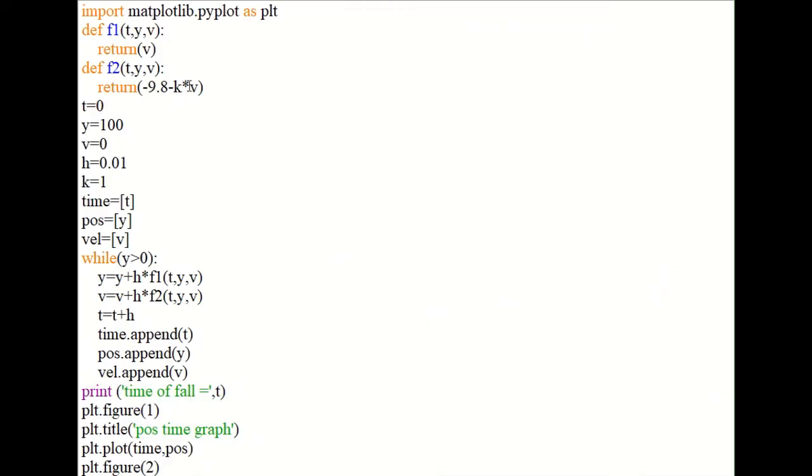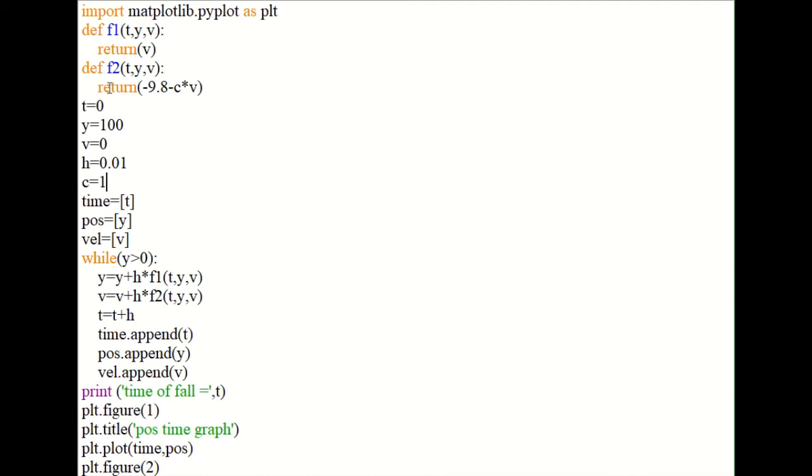Okay, so we shall see the code. I have already made those modifications. Please note that f2 is modified as minus c star v, and I have set some value for c. Instead of this, you may ask the user to input the coefficient of drag. If you set this to 0, you will get free fall, and if it is non-zero, you will have a flow through a viscous medium, right? Let's try this.